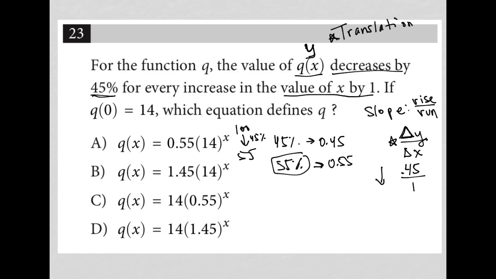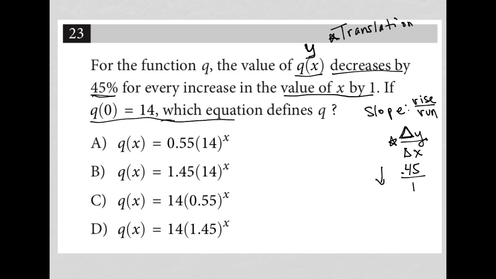The question says, if q of 0 is 14, which equation defines q? Okay, so more important information. I'm going to use that last bit of information first to see if there's any way to cross anything out. So q of 0 means when I replace x with 0, and I also replace x with 0 here, does answer choice A give me a 14? Because that's what it says I should have. Well, 14 to the 0 power is just 1, and then I'd have 0.55 times 1, which is not 14.